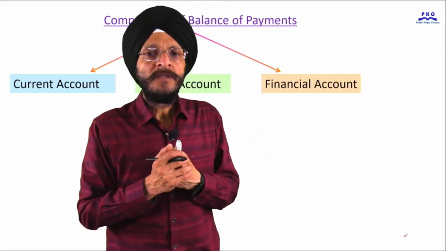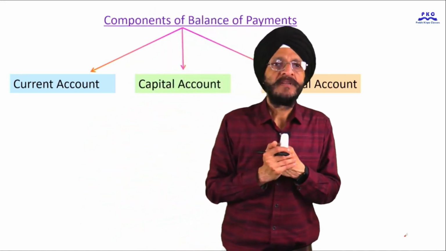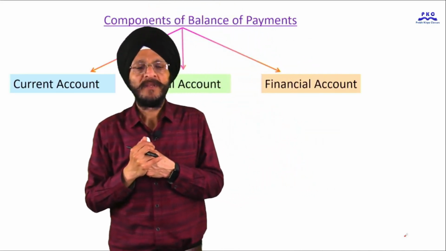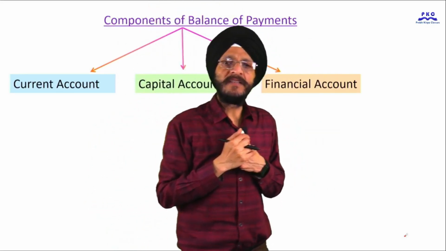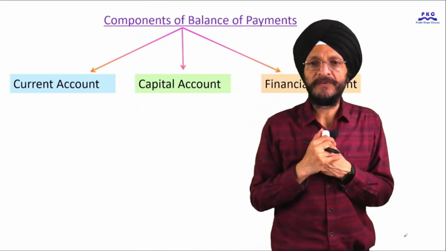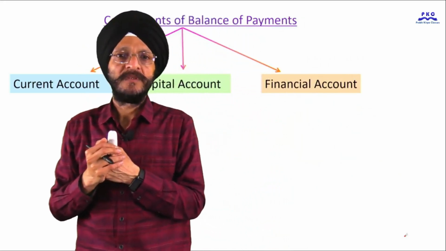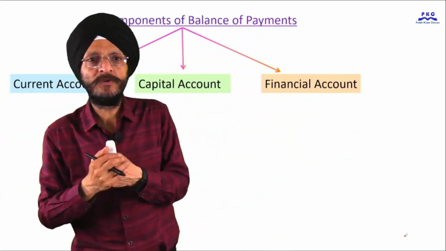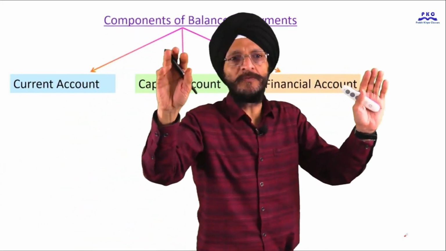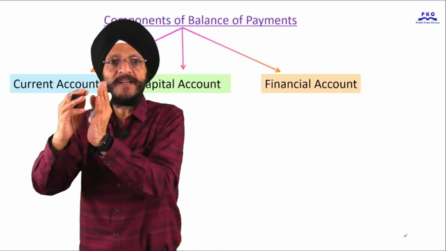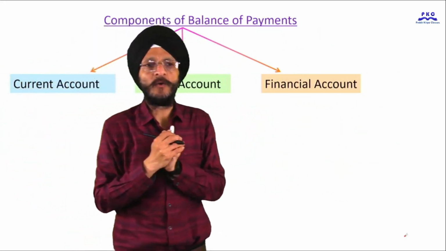Now, some persons say that there are only two components, current account and capital account. But as per the latest guidelines of the IMF, as per the accounting standards of the IMF, what are those? We will also discuss later on. There are three components of balance of payments. One is current account, then capital account and financial account.